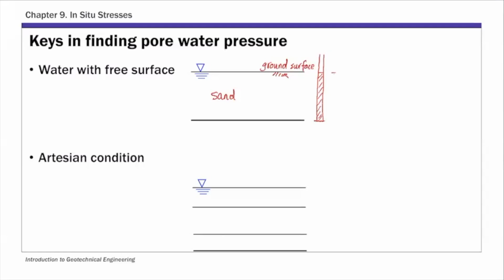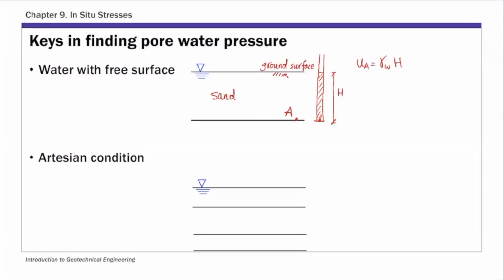You have a free surface, and let's call this depth capital H. In this case, let's call this point A. The pore pressure at point A, if you have a free surface, is simply the height of the water table times the unit weight of water. So basically the distance from that point to the free surface of the water table times the unit weight of water. Okay. So that's the first case.